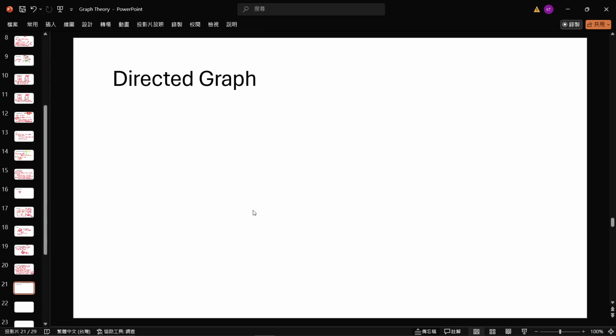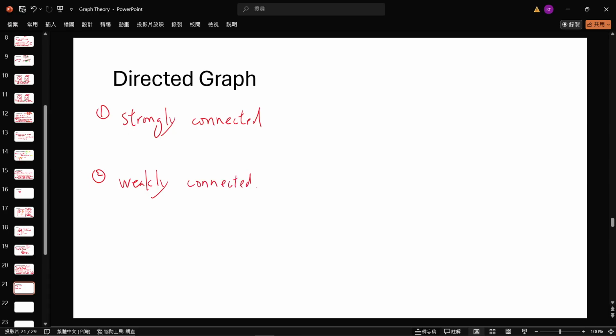Okay, so the first one is strongly connected. And the second one is weakly connected.